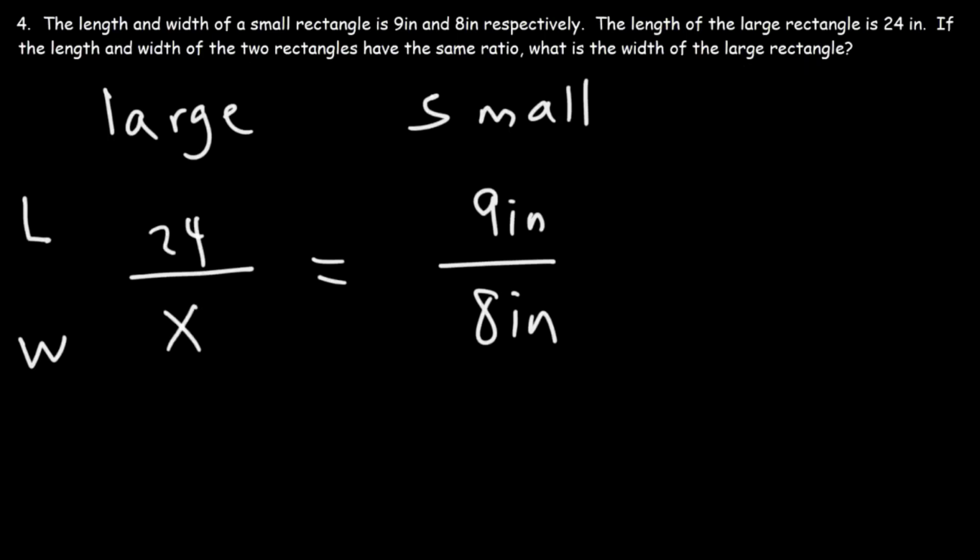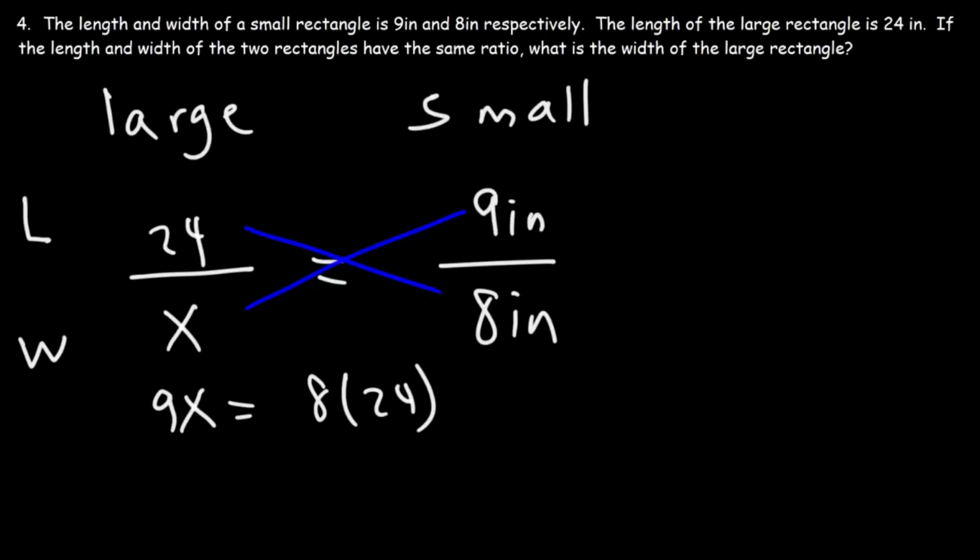So let's put an x. Now let's cross multiply. So this is going to be 9x, and that's equal to 8 times 24. Actually, before we do that, let's write 9 as 3 times 3 and 24 as 8 times 3, because this will help us to give our answer as a fraction so we can get an exact answer as opposed to a decimal value.